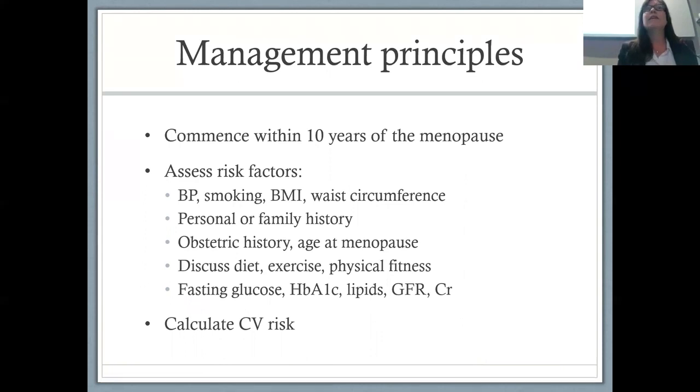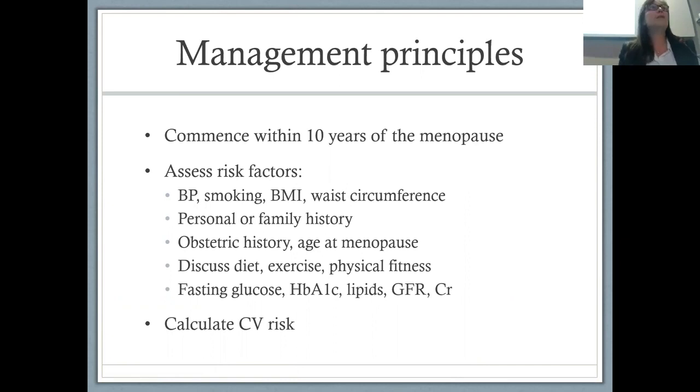Before you start, assess risk factors. So take a history. What else has this woman got going on? Does she have a history of venous thromboembolic disease? Look at her blood pressure, her smoking history, her BMI, her waist circumference. Think about her obstetric history. So here we go. We can talk about obstetrics now.